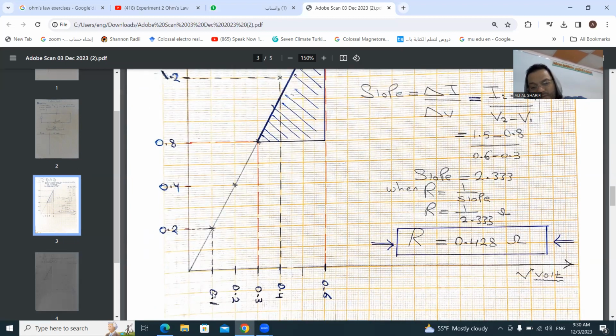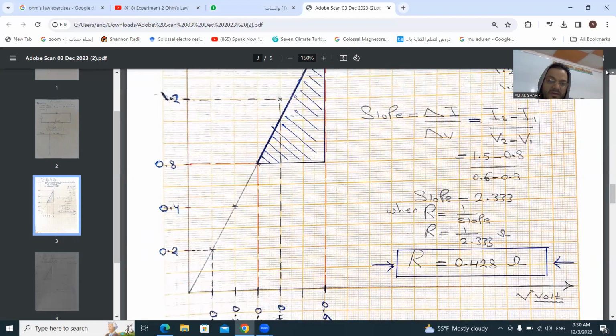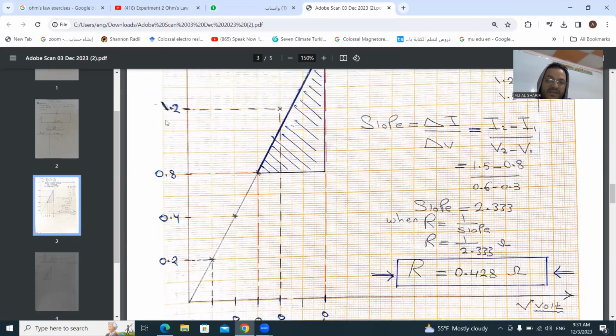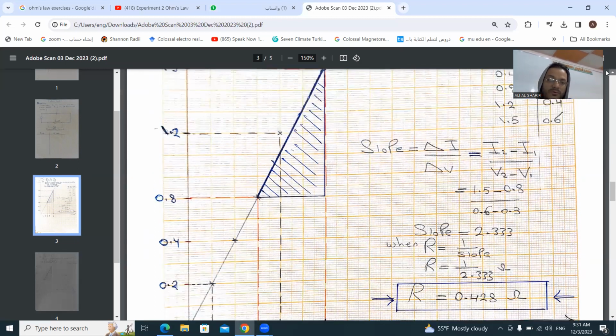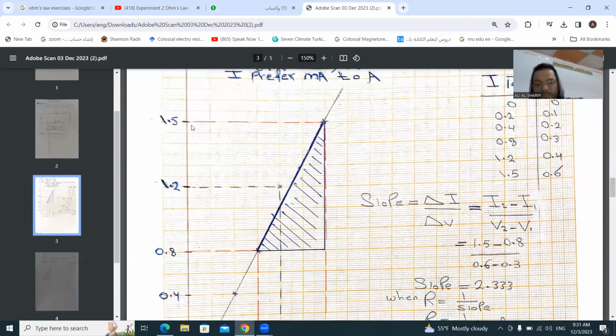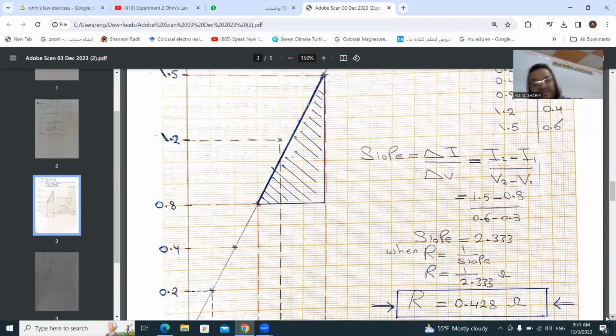I have dot 1, dot 2, dot 3, dot 4, up to 0.6 volts on the x-axis. And here I have 0.2, 0.4, 0.8, 1.2, 1.5 milliampere, okay? Or let me say multiplied by 10 to the minus 3 ampere. That will be better, okay? Here, the relation between them is linear. By increasing the first one, the second will increase too.